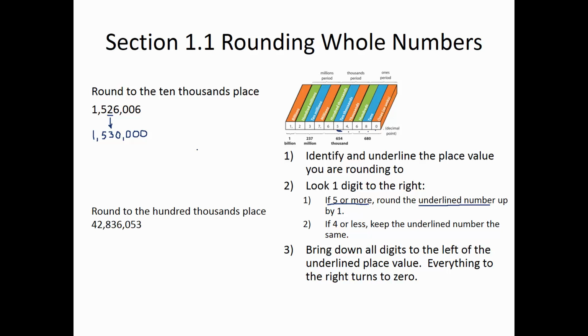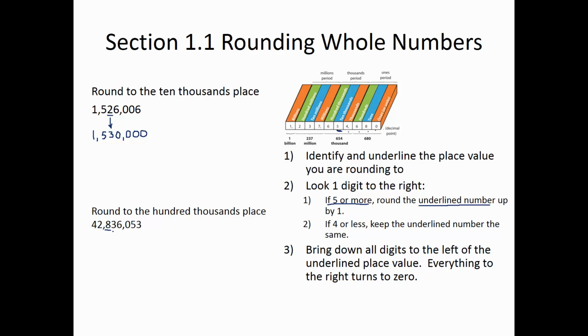Let's round this to the 100,000ths place. We'll do this one a little bit more quickly, but feel free to pause if you need to. Where's my 100,000ths place? Try to see if you can figure it out looking at the table or using your knowledge of place value. 100,000ths place should be the 8 right here.